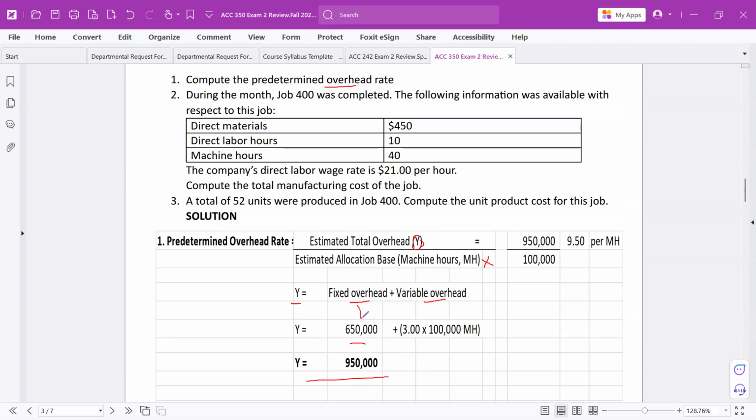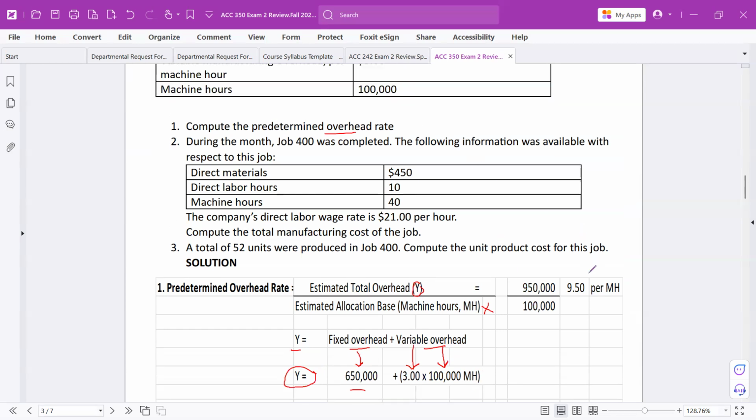Again, the fixed overhead is given, the variable overhead rate is given, and our X is given. Put those three pieces together in this equation for Y is equal to A plus BX, and we get total overhead. The way we find the rate is by taking that total overhead and dividing by X, that allocation base, which again is that 100,000. And we get our rate. The rate is $9.50 per machine hour. So every time we can trace a machine hour to a job, we're going to assign overhead at the rate of $9.50.